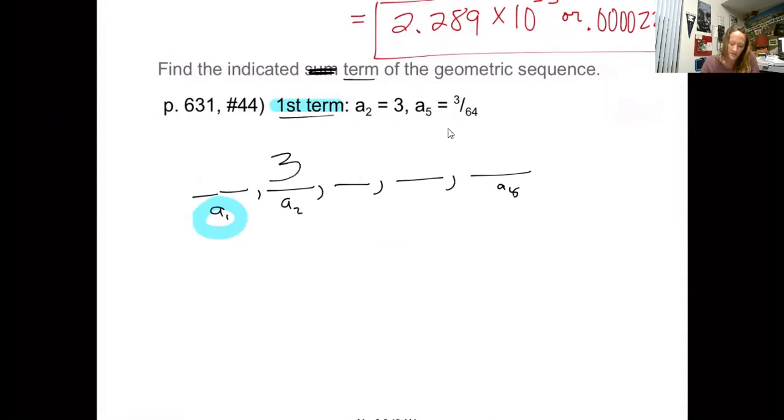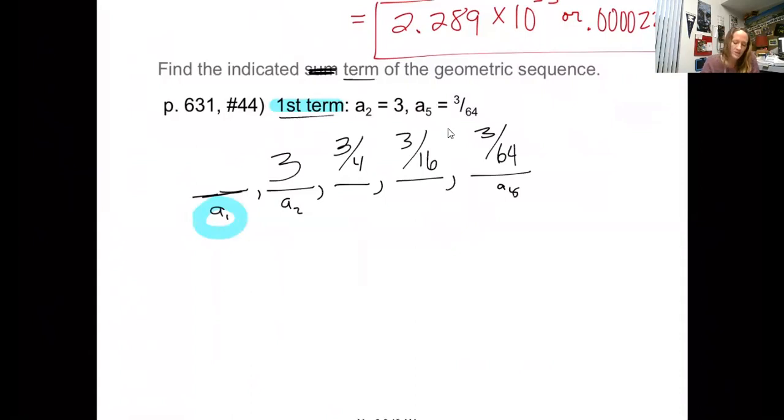I have that 3 came second, and I have that 3 over 64 came fifth. Now, wait a minute. Some of you were like, the 3 stayed the same. So I bet this guy has a 3, and this guy has a 3. So hold on. How do I get to 64? How about 4, and then 16, and then 64? And maybe some of you can even think about going backwards with that pattern.